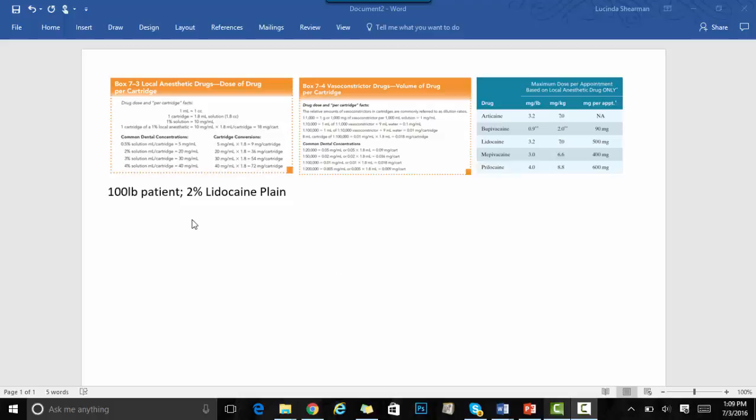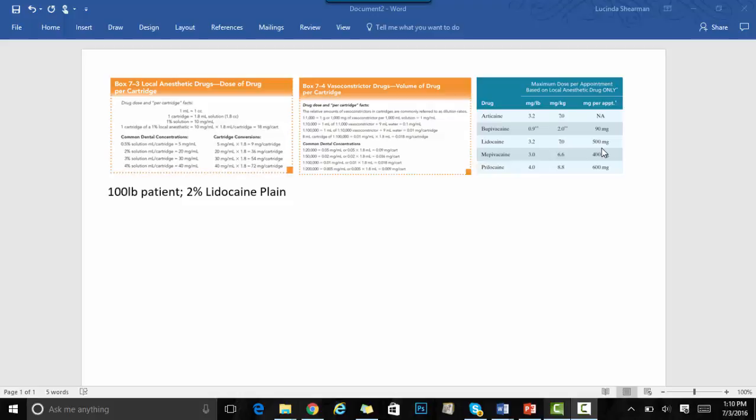Let's begin by looking at a 100-pound patient, and you want to give them 2% lidocaine plain, meaning that the anesthetic doesn't have any vasoconstrictor in it. So it's important to determine the patient's MRD based on this information. Now the absolute MRD for lidocaine over here is 500 milligrams. Whether it has vasoconstrictor or not, this pertains to anyone of all weights.